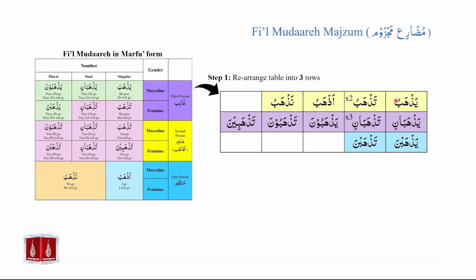Our first row will include yazhabu, tazhabu, tazhabu, azhabu, and nazhabu. Our next row will include cells that have ani, una, and ina sounds: yazhabani, tazhabani, yazhabuna, tazhabuna, tazhabina. And our final row will include yazhabna and tazhabna.